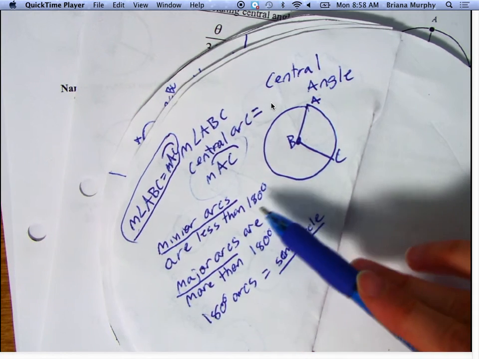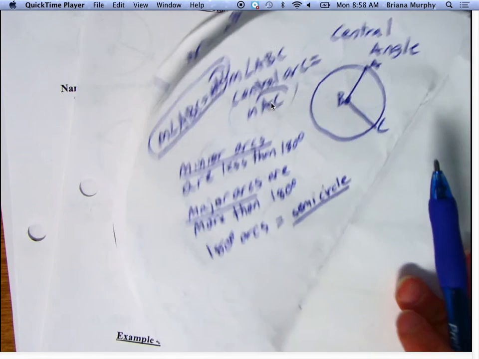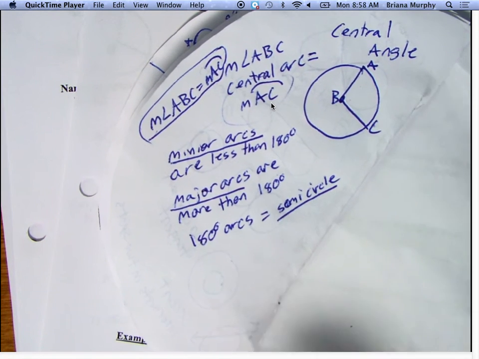Minor arcs are less than 180. Major arcs are greater than 180. And 180-degree arcs are called semicircles. Okay, please make sure you have all of this down in your circle book.